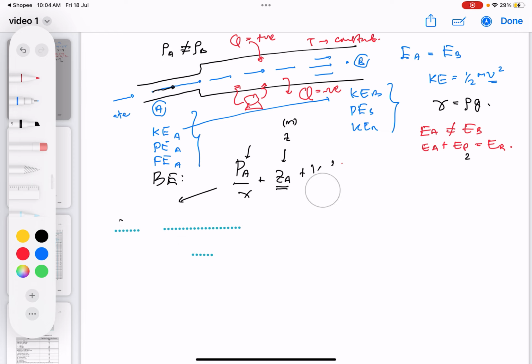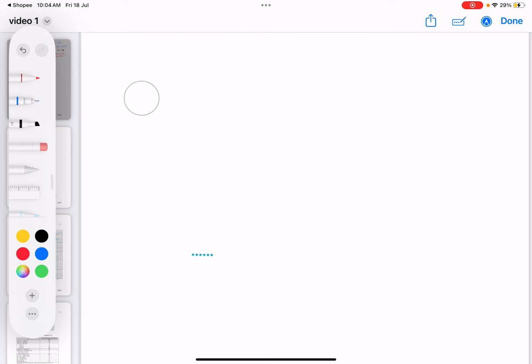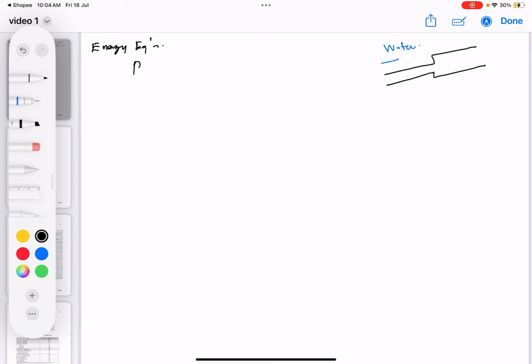So now we already end up with the first equation, which is Bernoulli's equation. Let me erase it first. And again, I'm going to draw the diagram here, and again I'm going to use water flowing inside the pipe. So from the energy equation, we end up with Bernoulli's equation, which I already explained term by term.